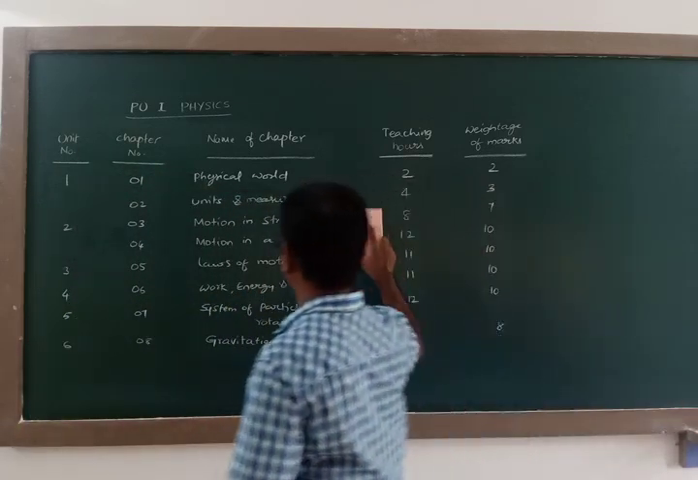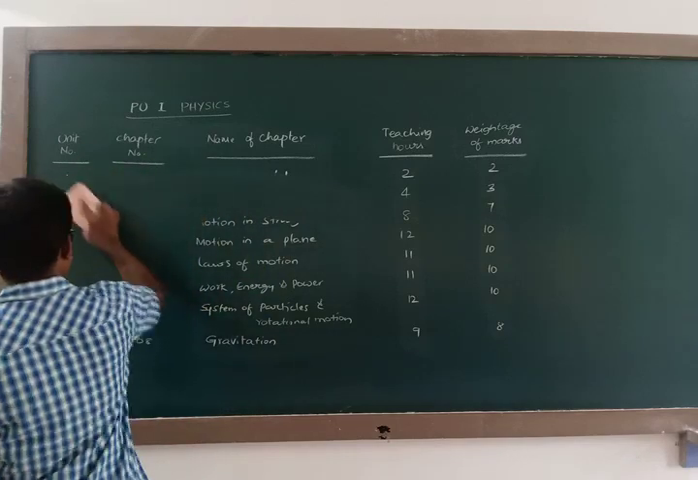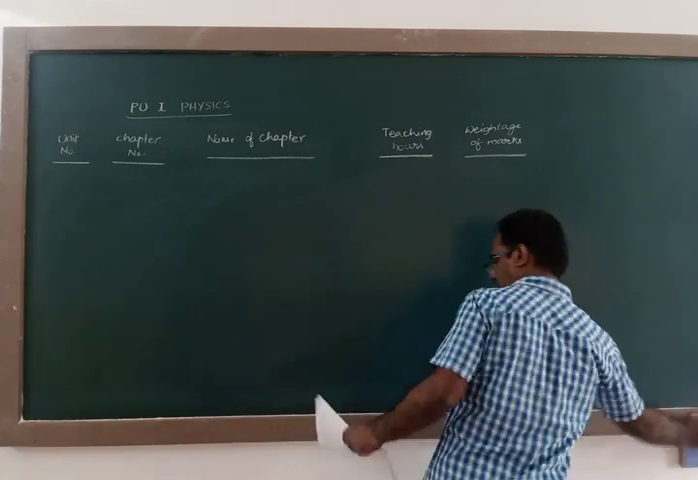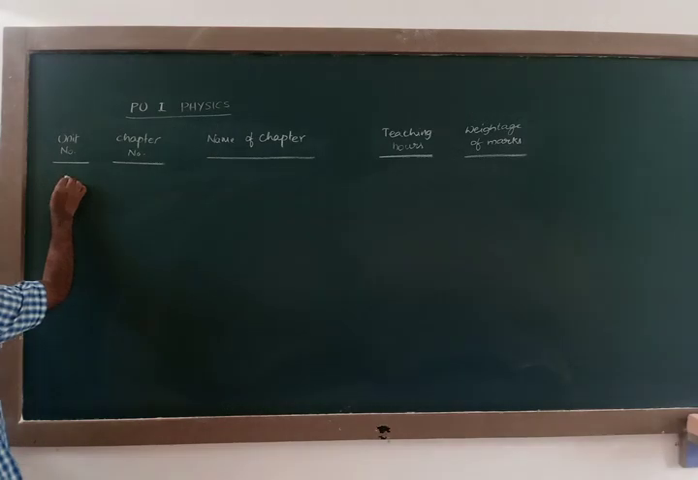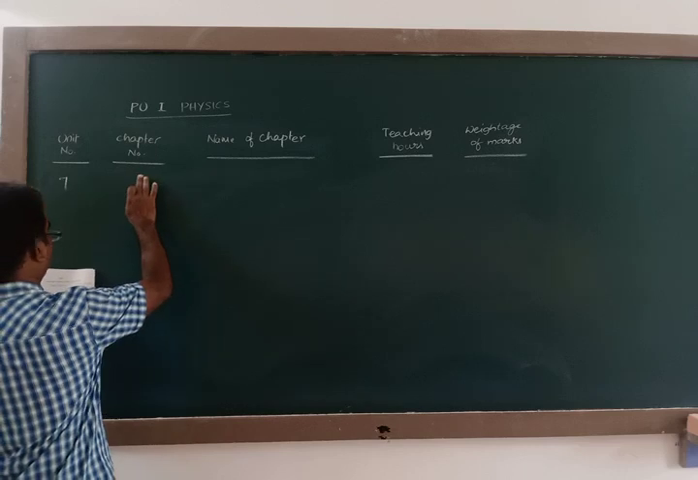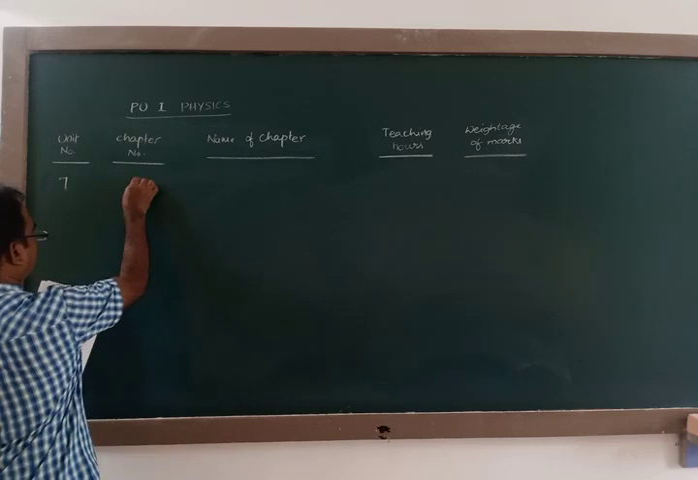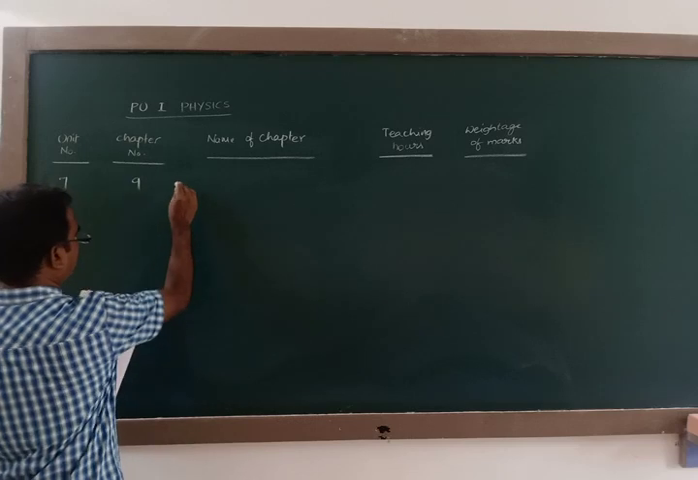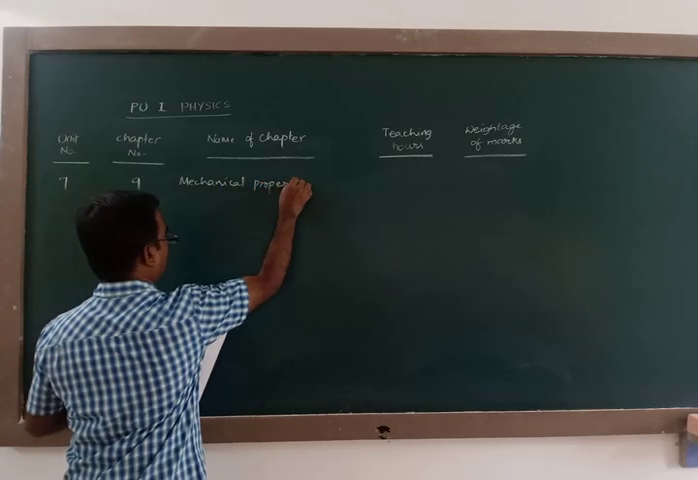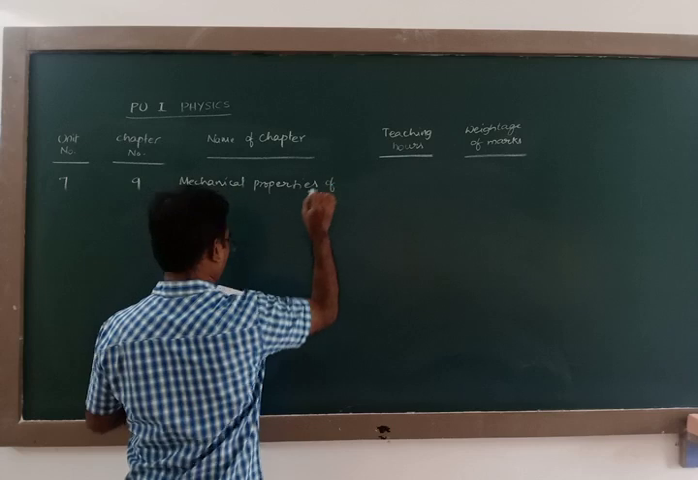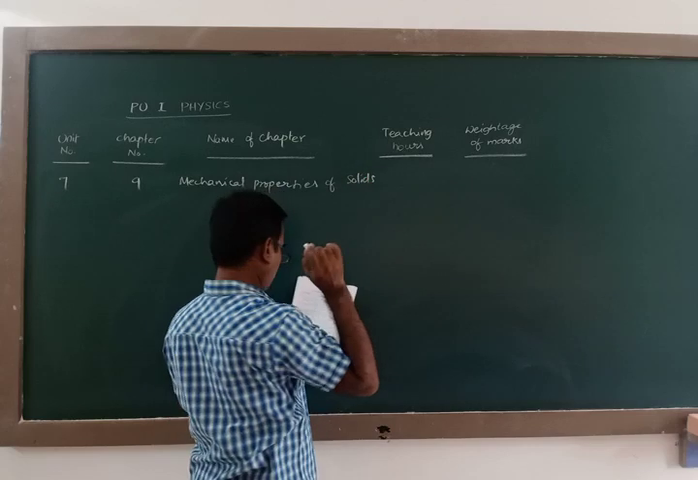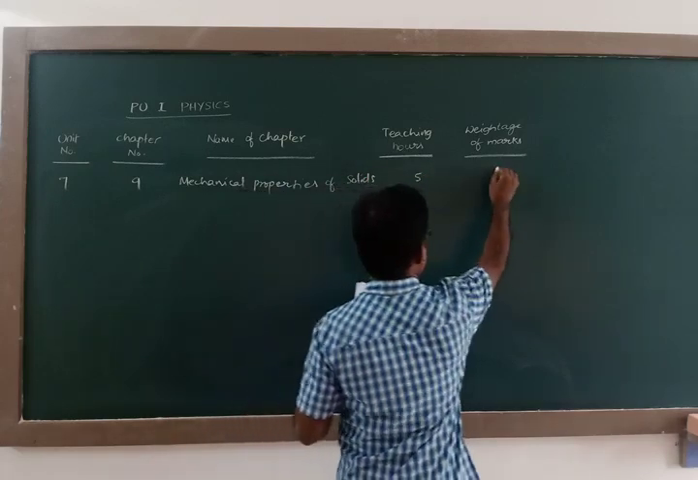7th unit. Ninth chapter, mechanical properties of solids. So this is for 5 hours and 4 marks.